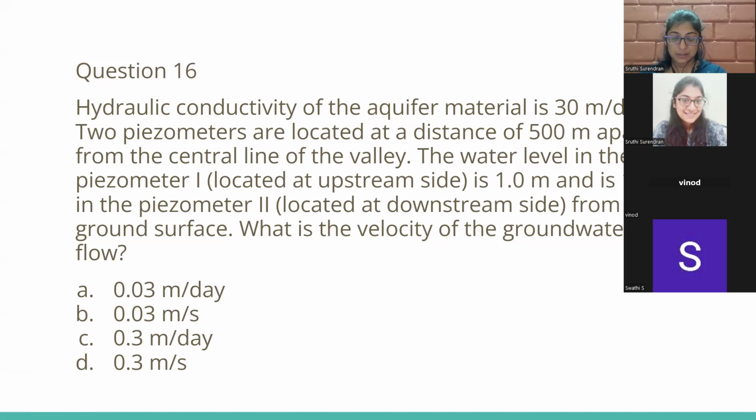Now we know, according to Darcy's law, what is the equation for velocity of water. You know what hydraulic conductivity is. You know what hydraulic gradient is. And all of the quantities have been given in this question. So please do the problem and put in the answer.